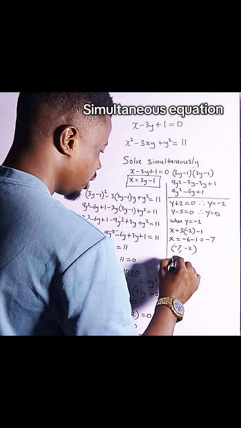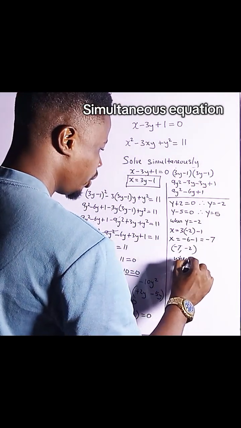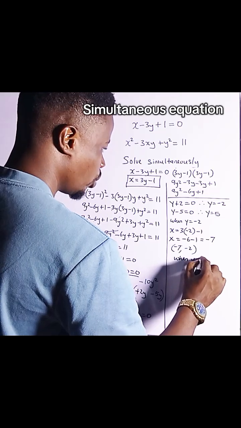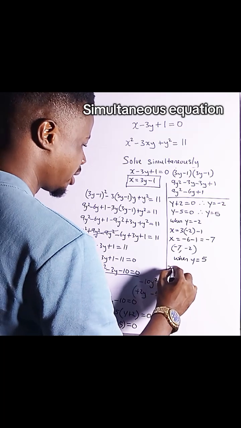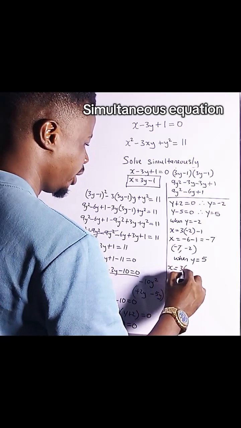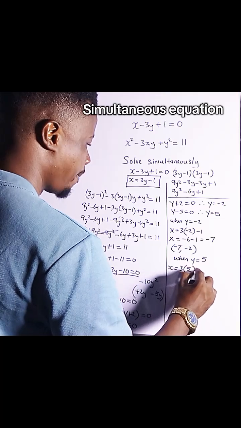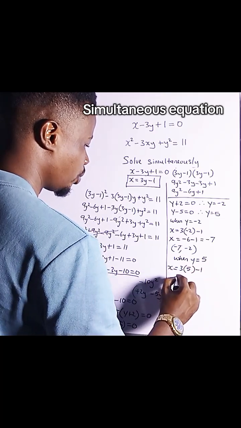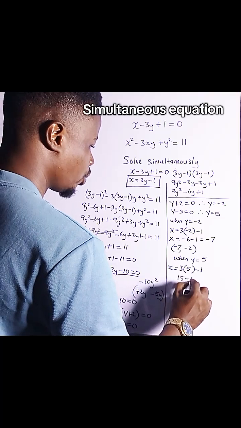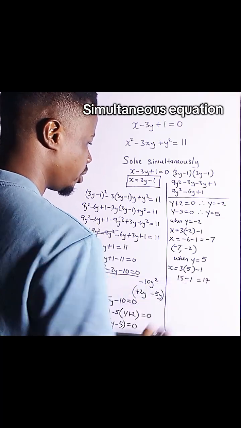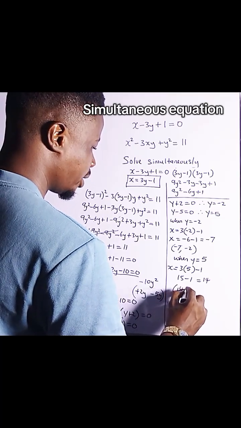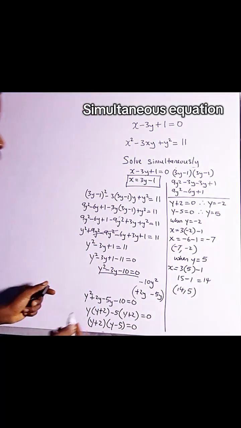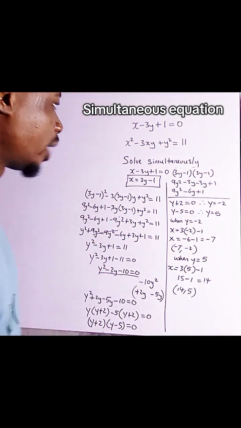Now, what is the value of x when your y is equal to 5? Use the same expression to get your x. So your x is equal to 3 into 5 minus 1. So your x is 15 minus 1, which is equal to 14. So what does it mean? When your x is 14, your y is 5. So we have gotten our values of x and y.